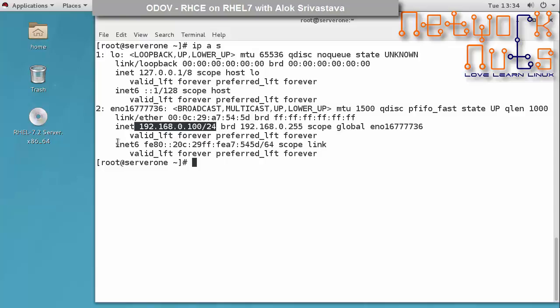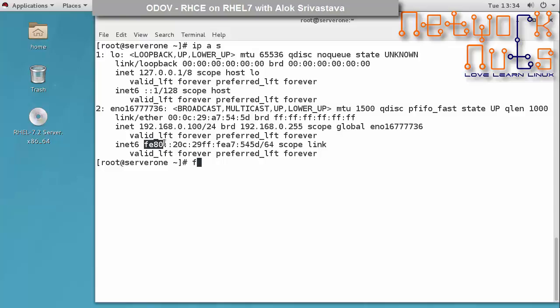coming up, and if you see there, the IPv6 is FE80. I just told you, FE80 means it's a link local address. It is identified by the first 10 bits of a link local address. So FE80 means it is your link local address.